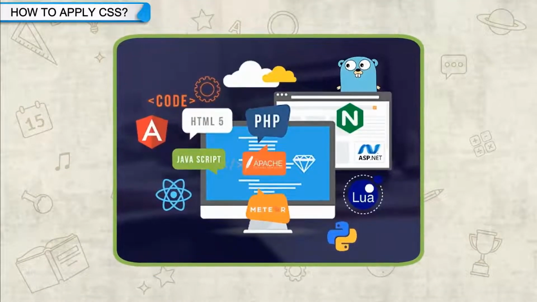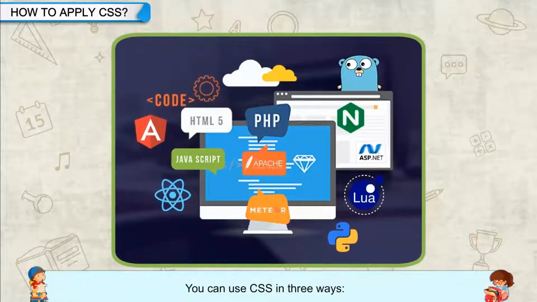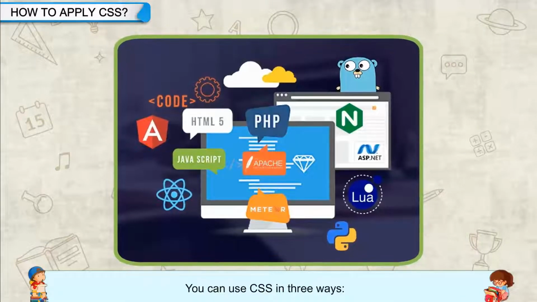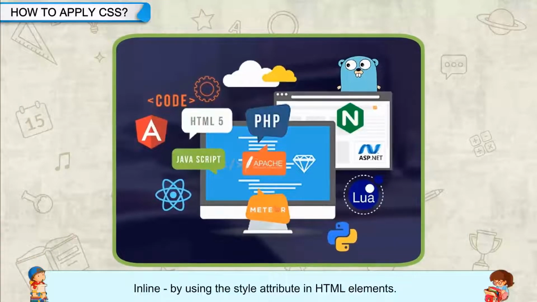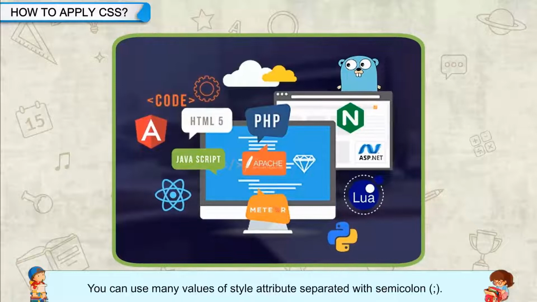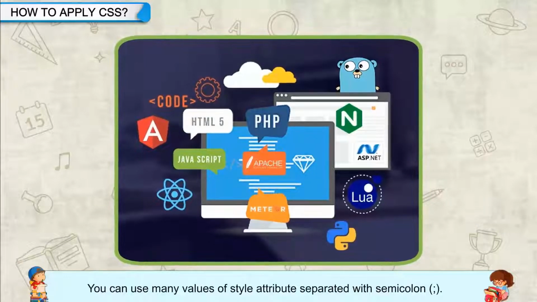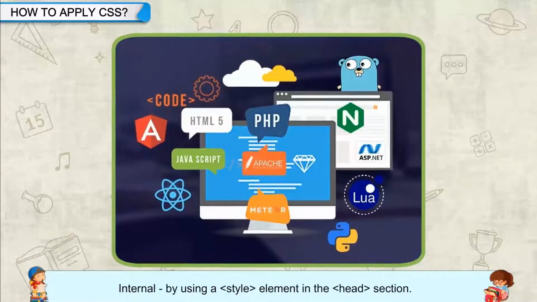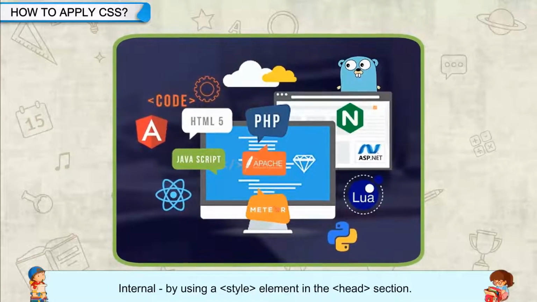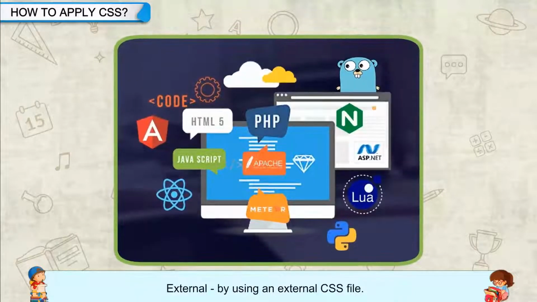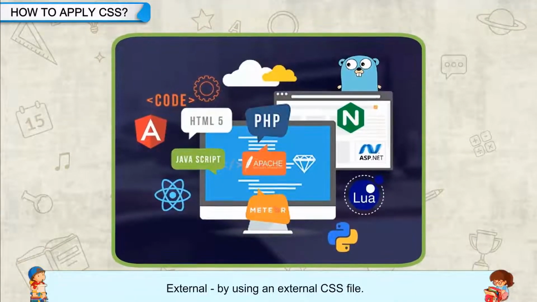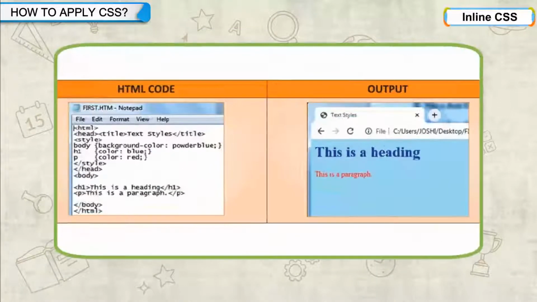How to apply CSS? You can use CSS in 3 ways. Inline, by using the style attribute in HTML elements. You can use many values of the style attribute separated by semicolon. Internal, by using a style element in the head section. External, by using an external CSS file.